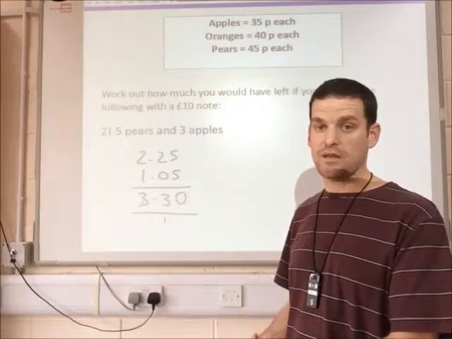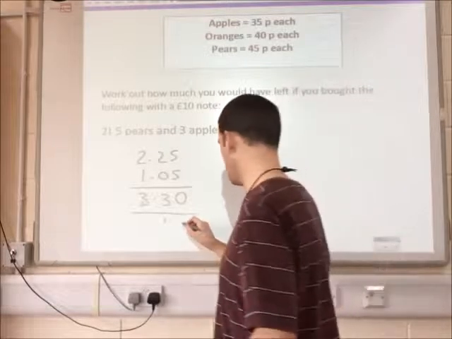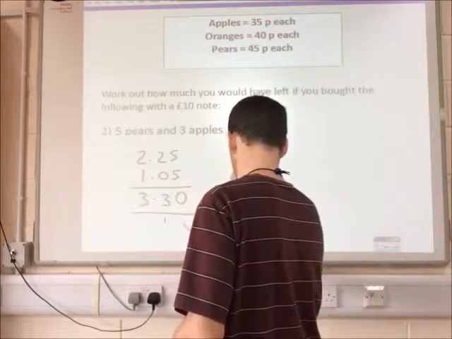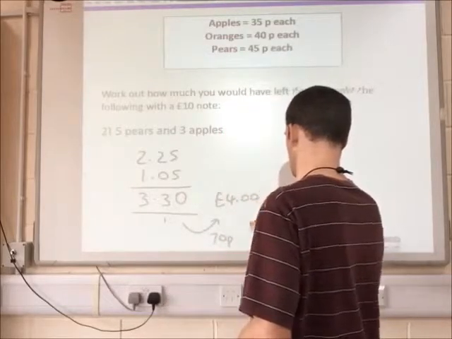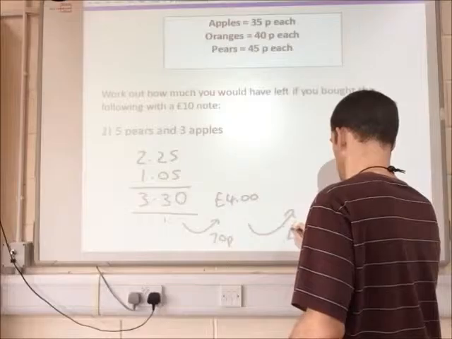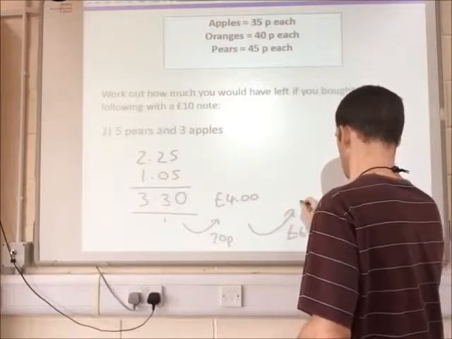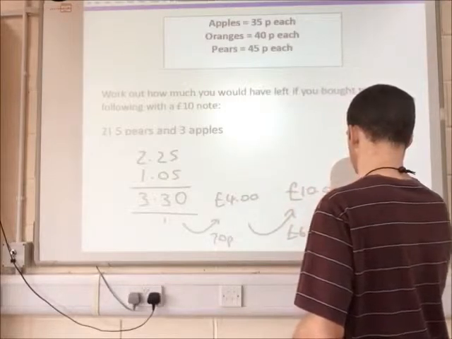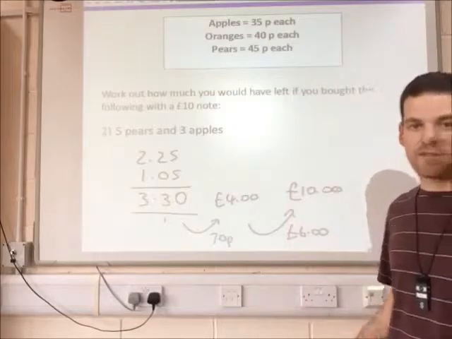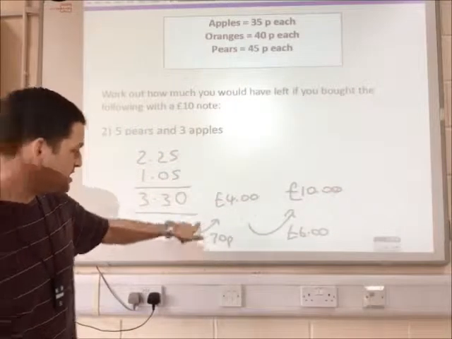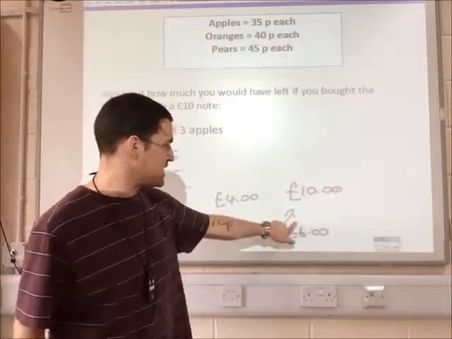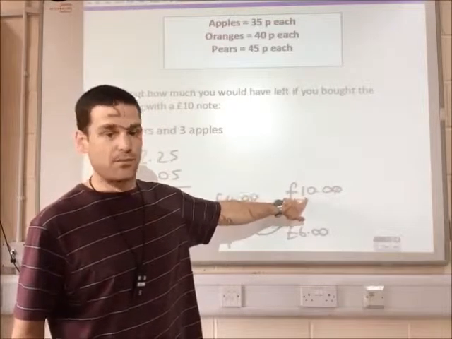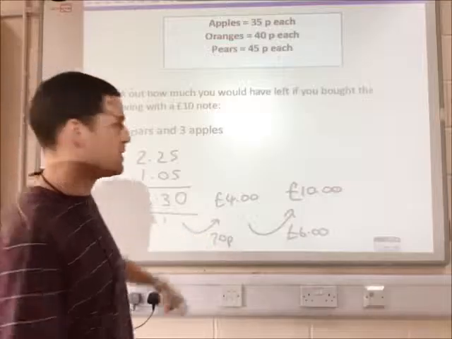Now we've just got to work out the change from £10 as we did before. So I think this is the quickest way to do it. 70p change would get us up to £4, and then another £6 change would get us up to £10. So the answer this time is £6.70.